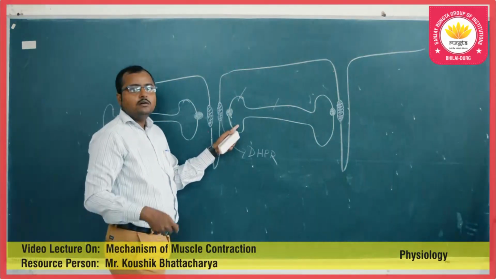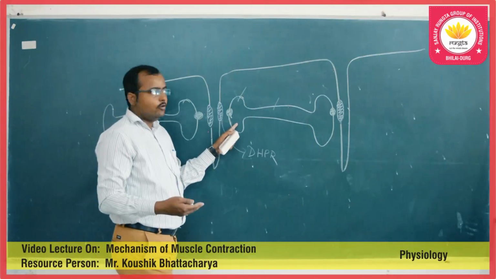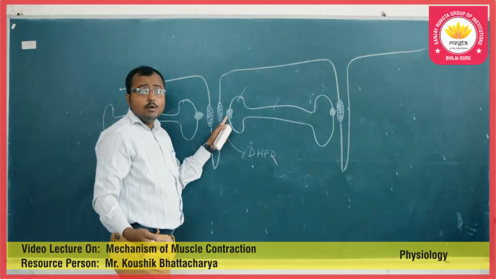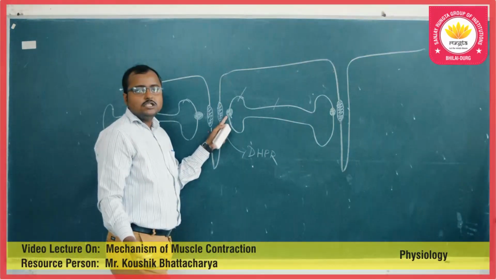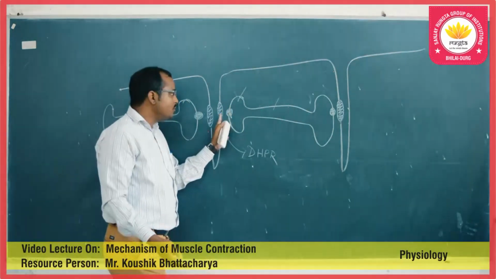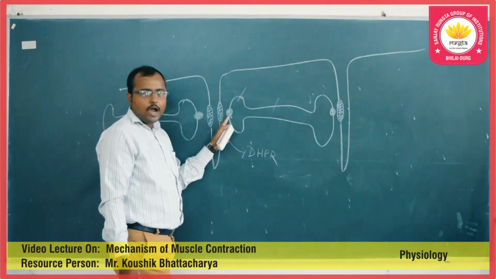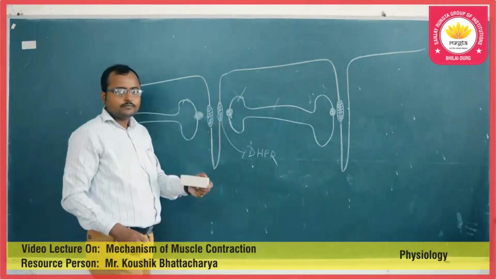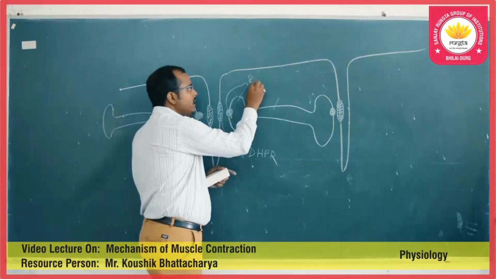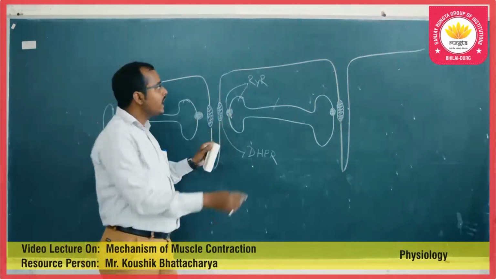and when calcium is required in the muscular region, at that moment, through one specific surface protein present on the surface of the terminal cisterna, just opposite to the DHPR receptor, it will help to release the calcium ion from the terminal cisterna. The name of that protein was the ryanodine receptor protein, right, which was nothing but a calcium ion channel.